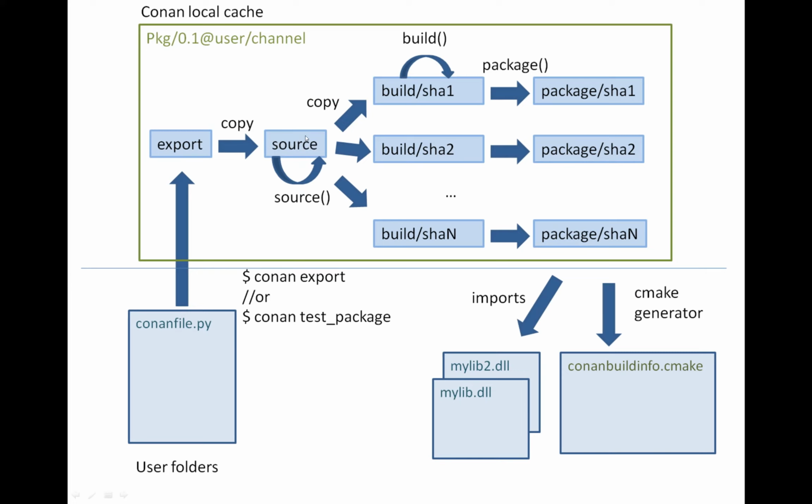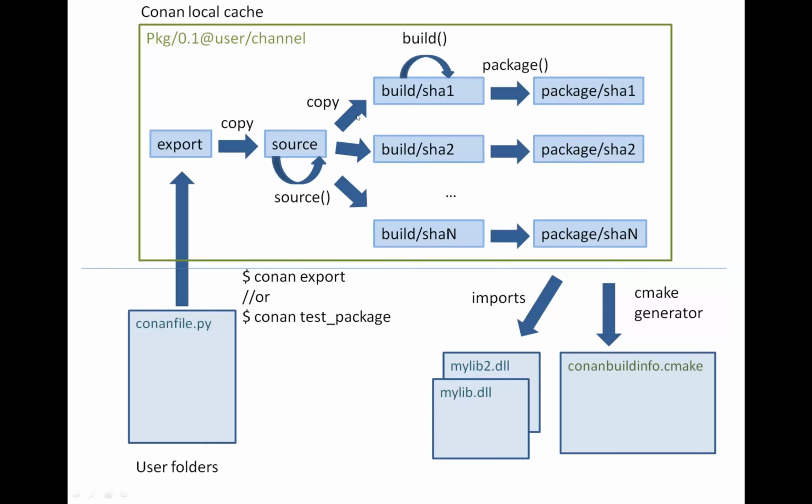Then, if a source method exists in the recipe, it will execute it. So here, for example, if we have a source method with a git clone, the git clone is executed in the source folder, and the sources are retrieved from GitHub and copied into the source folder.